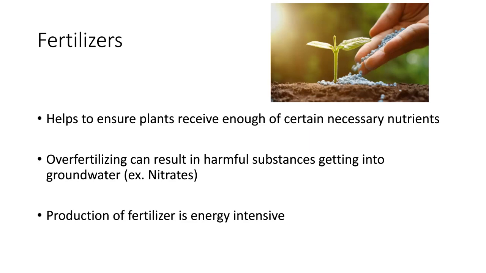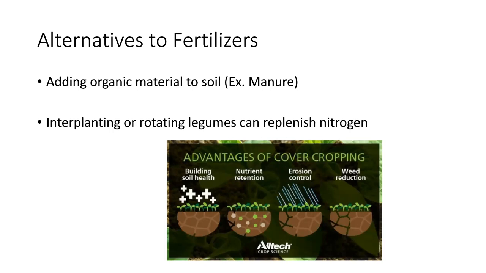And then in addition to that, just the production of fertilizer is going to be a very intensive process in terms of the amount of energy it uses. So that's going to be an environmental consequence that also needs to be factored into their use. There are alternatives to fertilizers. So you can use all organic materials. So things like manure can provide some of those same benefits without some of the consequences, or at least as many of the consequences. You can still have some of the runoff occur there.